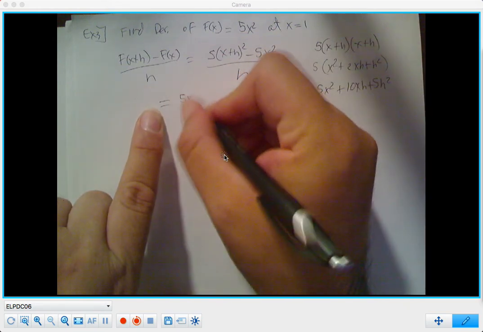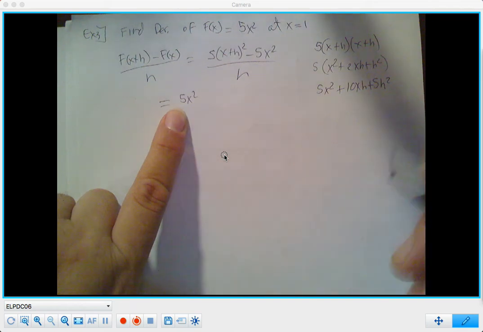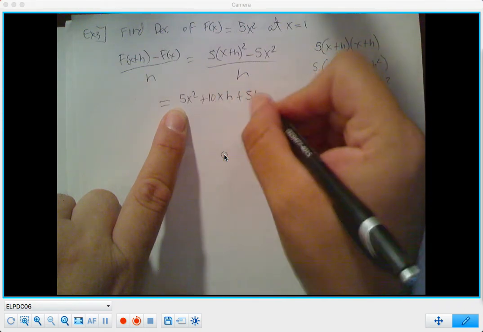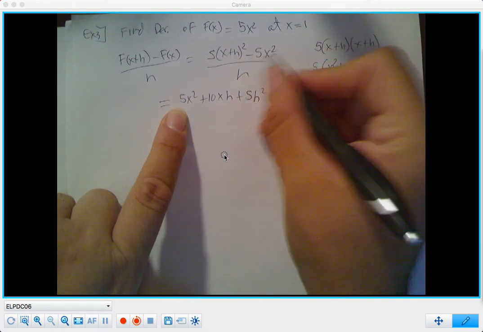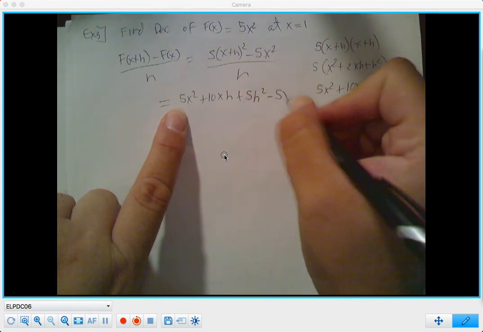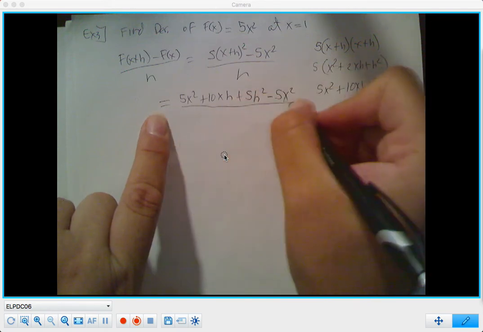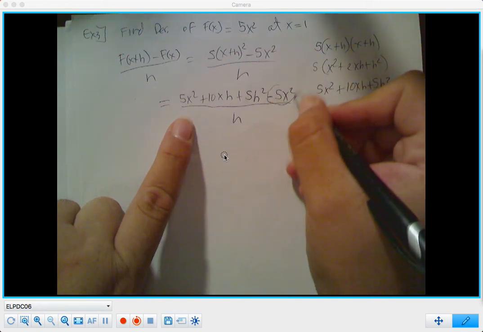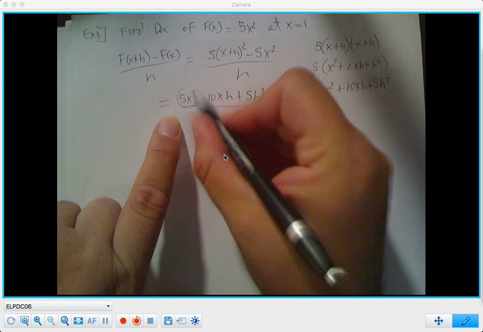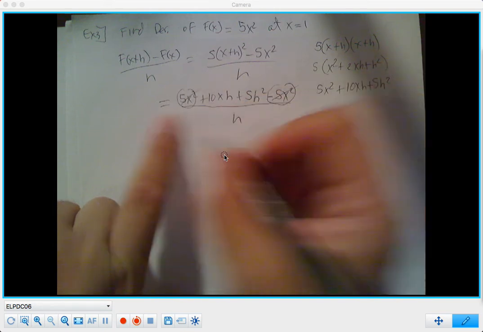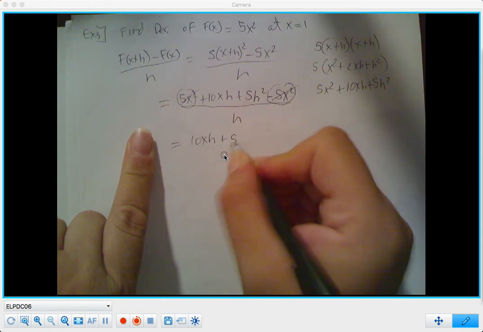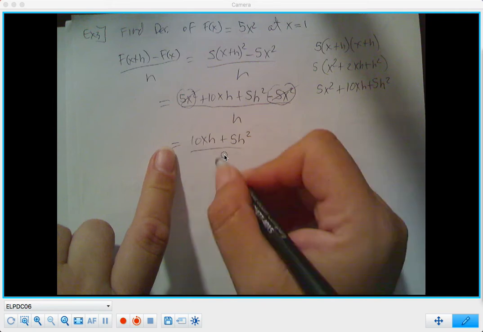5x squared, then plus 10xh plus 5h squared, and then I have a negative 5x squared, minus 5x squared, and then all this over h. Okay, so we simplify or combine like terms. Negative 5x squared, positive 5x squared, they cancel out, and now I have 10xh plus 5h squared over h.